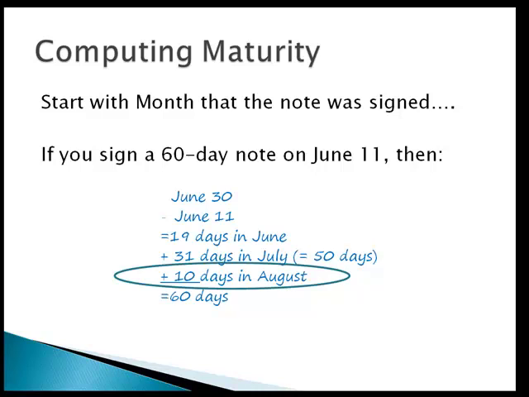Okay, so this is a simple way. You always start with the month, subtract off the day that you signed it, and then keep adding months and days until you get to the desired number of days. The last day that you write in there, for example, August 10th, that's the maturity date. Okay, a lot of students want to just say, okay, if it was signed on June 11th and 60 days would be about 2 months, so that'd be August 11th. That's going to throw you off, right? Because we're worried about exact days, so it's August 10th, not the 11th.